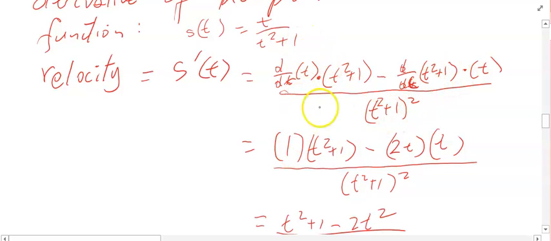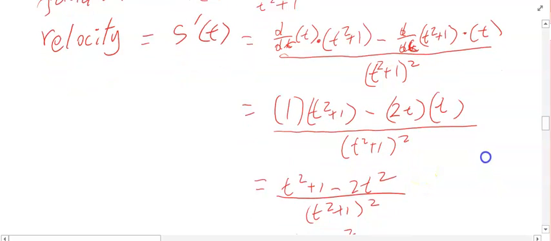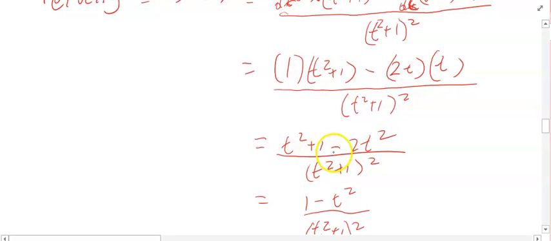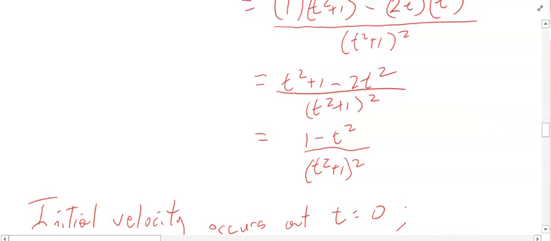d dt of t is 1 times t squared plus 1 minus d dt of t squared plus 1, that's 2t times our function t, all over t squared plus 1 squared. Let's expand. This becomes t squared plus 1 minus 2t squared. After expanding the numerator, the denominator we just keep as is, t squared plus 1 all squared. And then try to simplify that as much as possible. So that becomes 1 minus t squared in the numerator over t squared plus 1 all squared. So that is our v of t function.